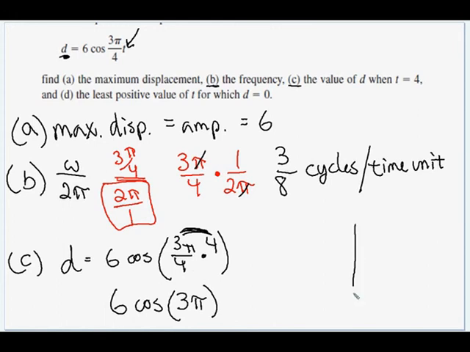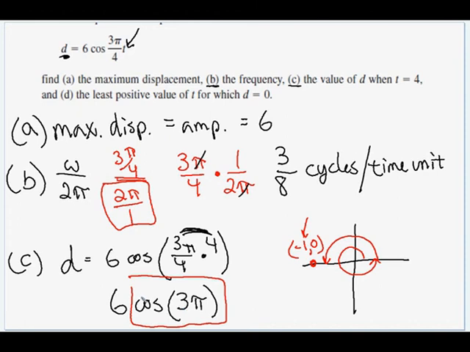Now if we think back to the unit circle, 3 pi. 2 pi is a lap around. 3 pi would be another half circle. What is the cosine value at this point? Well, the cosine value is our x-coordinate. So that would be negative 1. The cos of 3 pi is negative 1. Negative 1 times 6 is negative 6. So d equals negative 6.